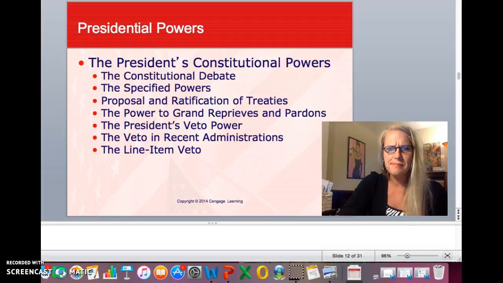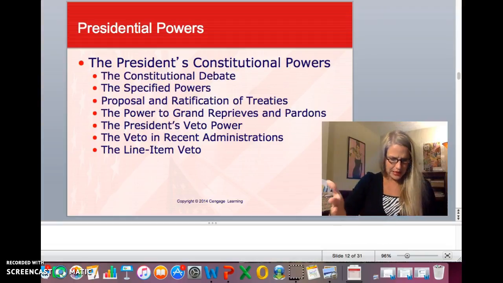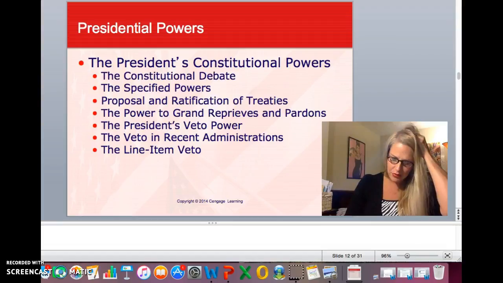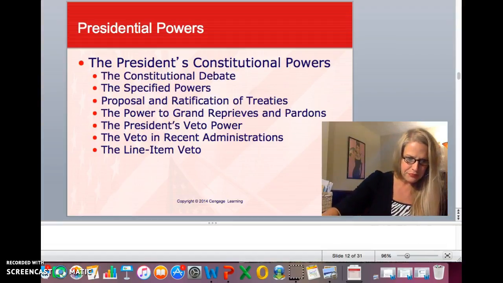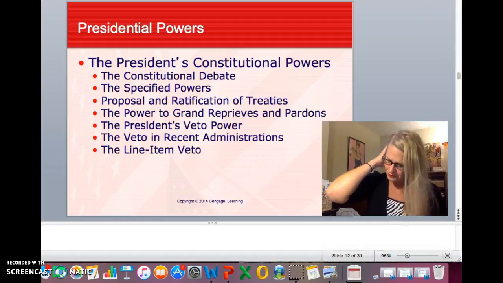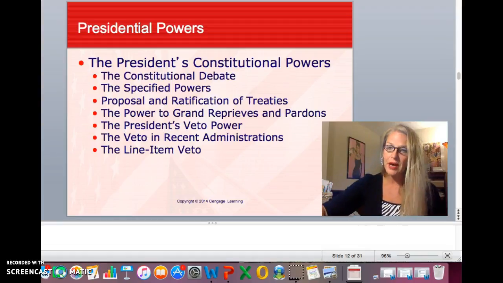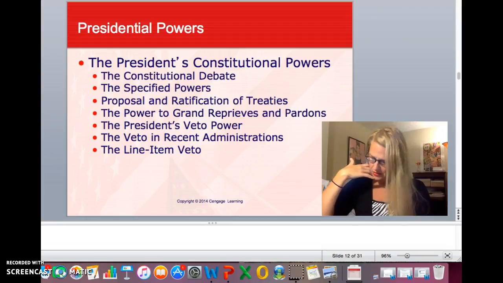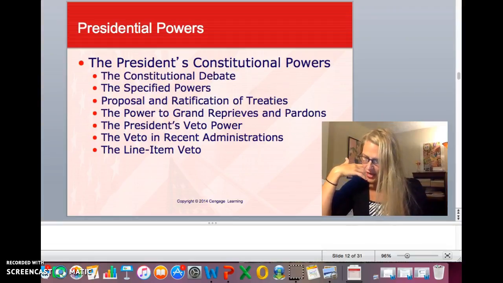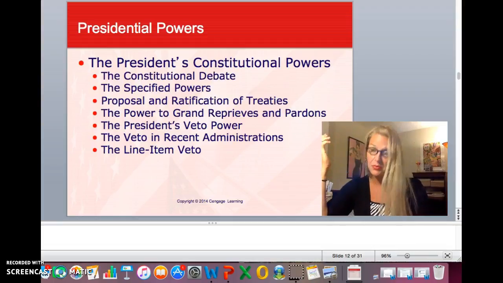Okay. Where did I lose myself here? Okay. Pardons, where did they go? Okay, the veto power, the veto in recent administrations, and the line item veto. I was really amazed at the veto numbers, and I thought it was really interesting. Okay, and it talks about how many times FDR... Okay, Johnson vetoed 21 bills, which, okay, that sounds normal. This is on page 273.